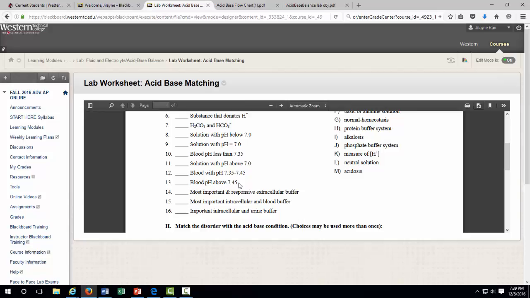Blood pH above 7.45. I, alkalosis. Most important and responsive extracellular buffer. Which one was that? A, yep. Intracellular and blood buffer. H, correct. And intracellular and urine buffer. J, the phosphate. I would highlight, underline these.